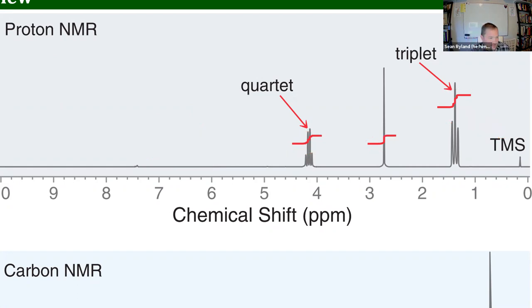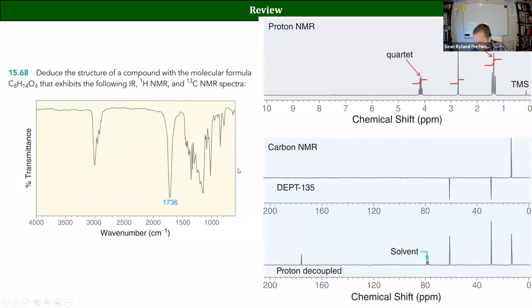So if we zoom out and start writing what the possibilities are, we know we've got, we're pretty sure we have an ester, at least one. We're pretty sure we've got probably two CH2, CH3s.